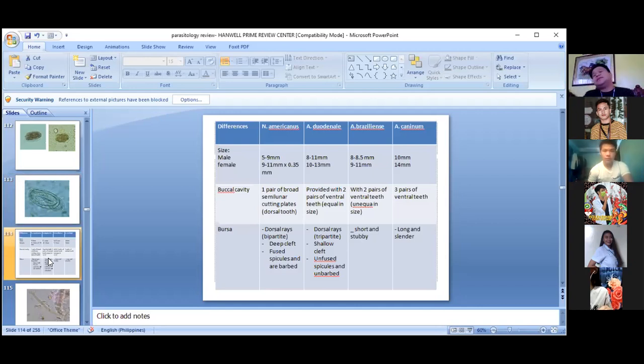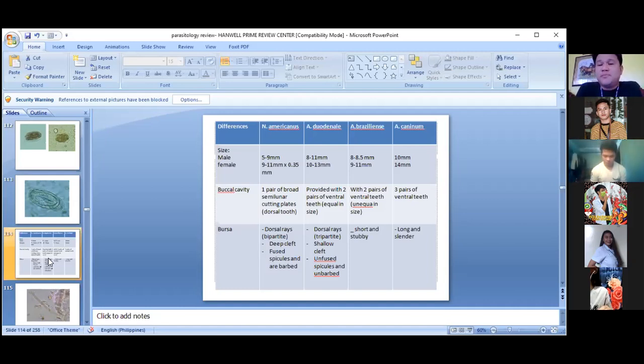This table describes the four species of hookworms, differentiated based on the size of the adults, the buccal cavity of the adults, and of course the bursa. The bursa is the fan-like structure of the gubernaculum. Naintindihan? Okay, naintindihan ba? Okay. Now, let's look first into the size of the parasite.